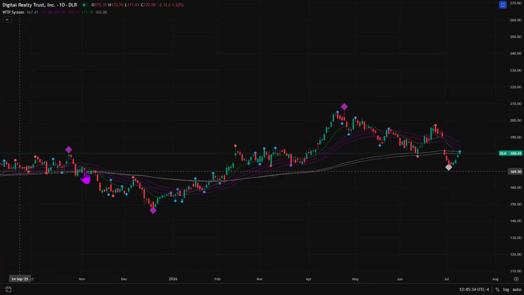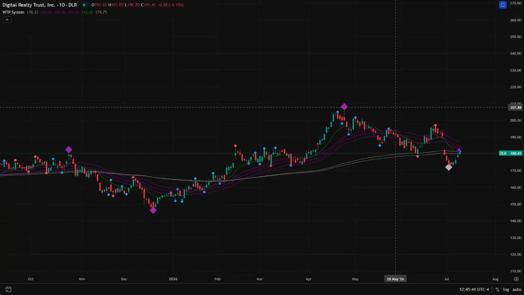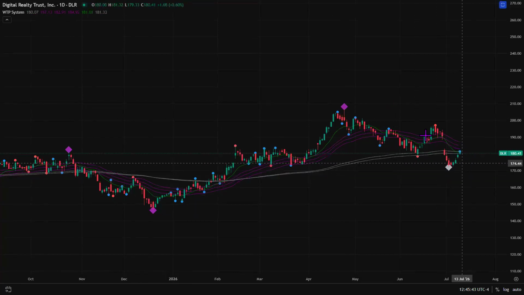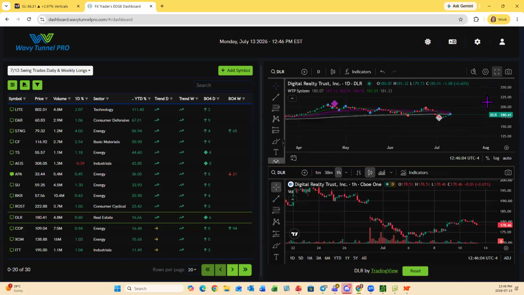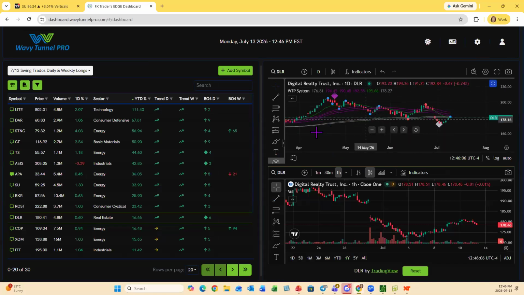It's not really my fave because it's not a long-term uptrend. So we came down, we moved up, we haven't come down yet. We could move higher. We could trade sideways. It's not going to be a momentum stock, that's for sure.